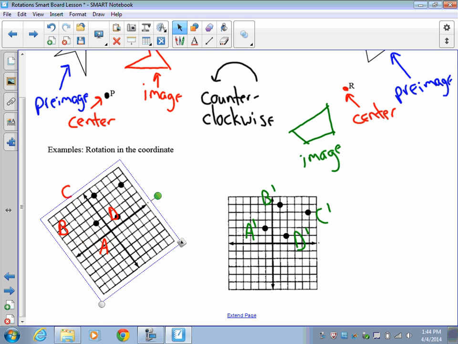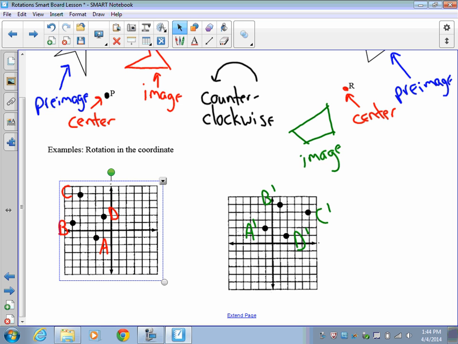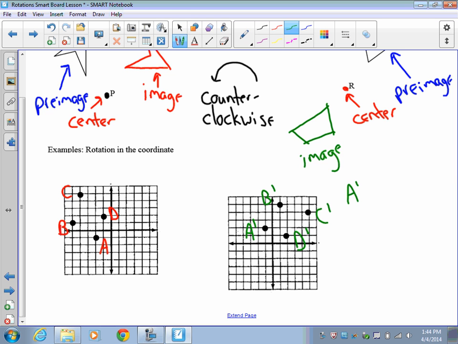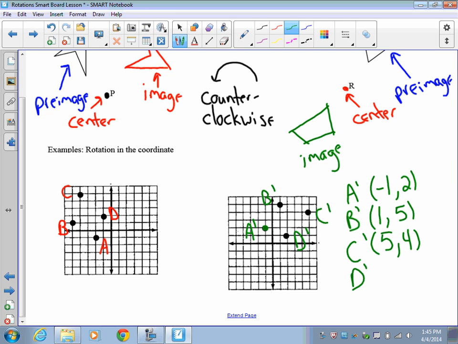So whenever I flip it back over, I see that A prime has the coordinates (-1, 2), so I'm just getting A prime from right there. B prime is (1, 5). C prime is (5, 4), and D prime is (3, 1).